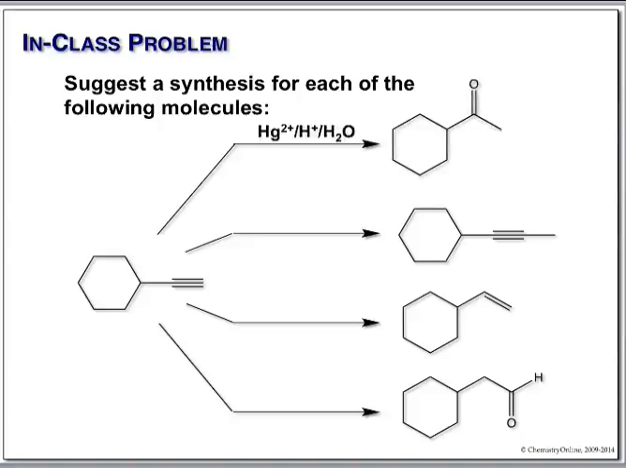Our reaction conditions are simply mercury with aqueous acid. No problem with rearrangement. Mercury kind of sits on here, we form a mercurinium ion, it falls apart by itself, and we wind up with the ketone. Any questions?